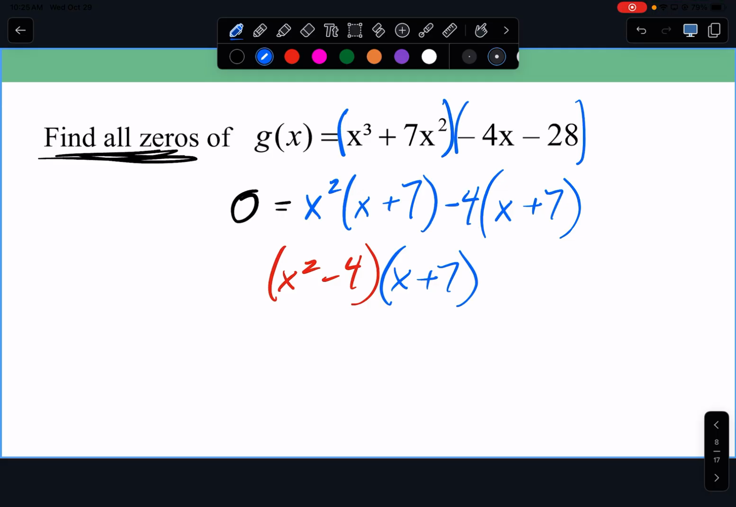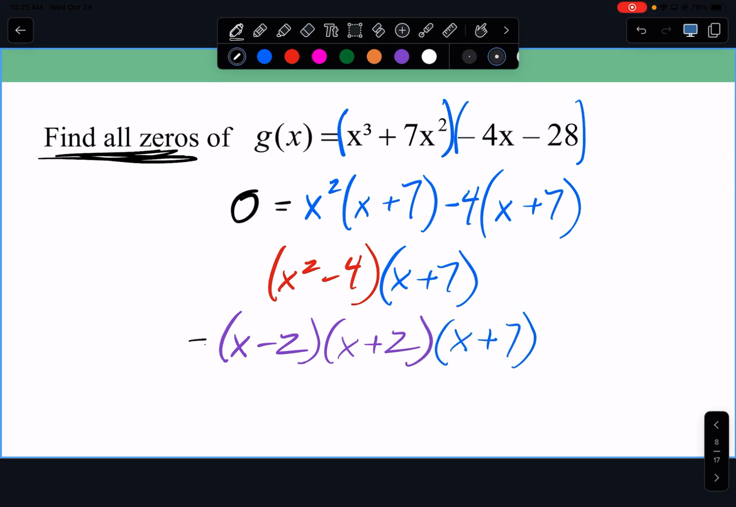Am I done? No. Ms. Jenkins, what can I do next? Yeah, we have a difference of squares. So the red one, I can break into x minus 2, x plus 2, and then x plus 7. And this all equals 0.